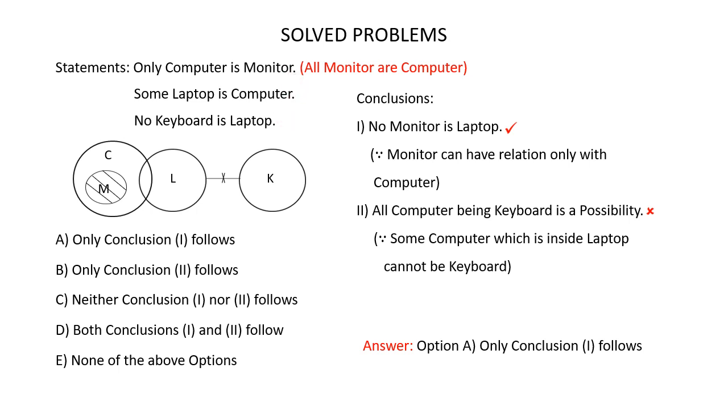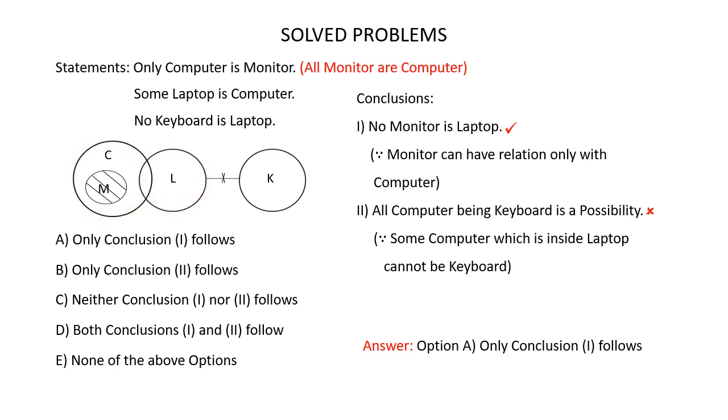Only computer is monitor. Now you know that only computer is monitor means all monitor are computer. So when you draw the Venn diagram for only computer is monitor, you have to consider this statement. So all monitor are computer. So in the Venn diagram, all monitor should be inside computer. Some laptop is computer. So in the Venn diagram, there has to be a partial overlap between laptop and computer.